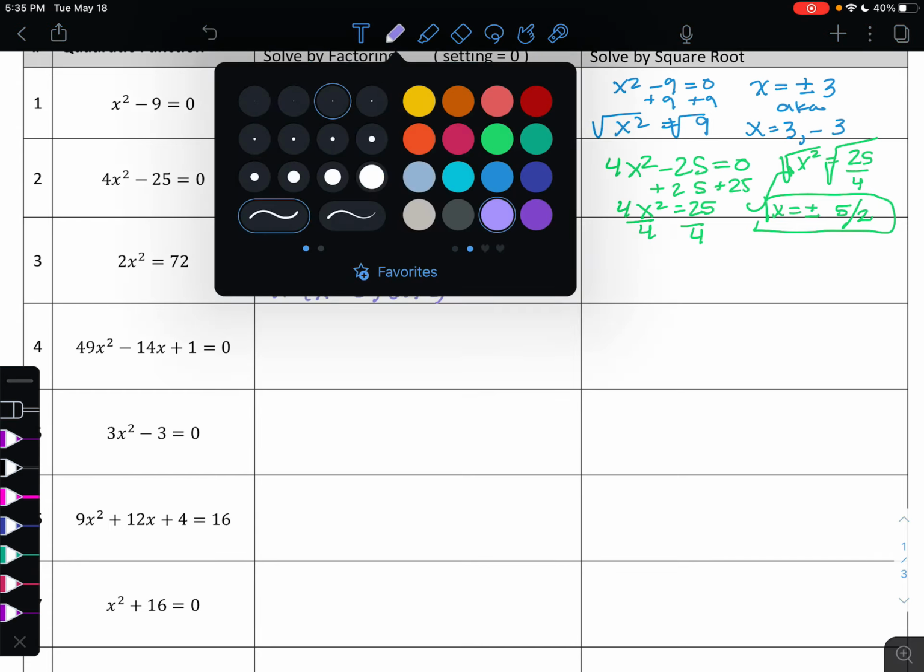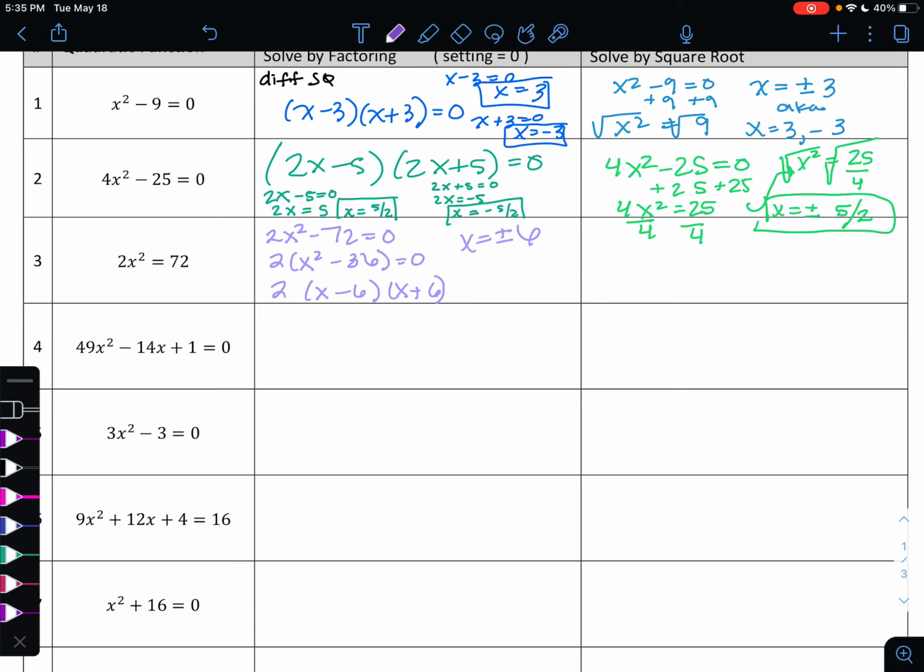Okay, what if we use algebra? I don't have to set it equal to 0 because I'm using algebra. I can start right here. I'm going to divide both sides by 2. Okay, so I have x squared equals 36. And I get plus or minus 6. Okay, I still get the same zeros.